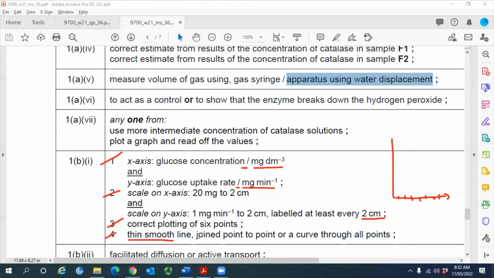Join point to point or a curve through all points. I highly advise you to join point to point, because every time I see students draw a curve, very rarely will they get the best fit curve, unless you have a ruler that can bend for you. Usually even what they think is best fit is actually not best fit. So it's best to join from point to point, because this is the fastest way for you to get 1 mark. We're not trying to achieve a beautiful curve. We're trying to achieve maximum marks. So remember that.